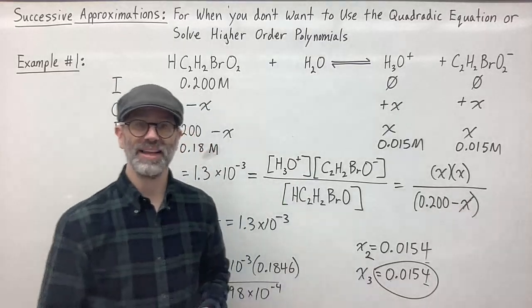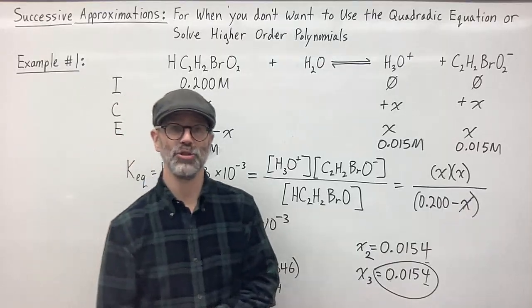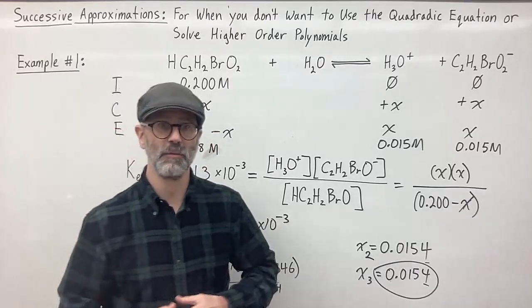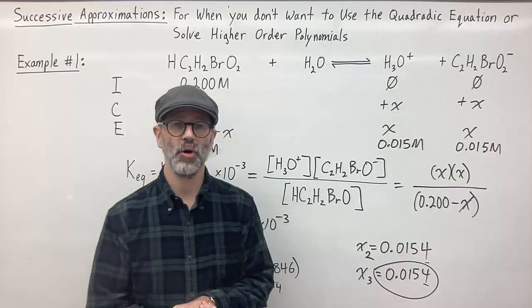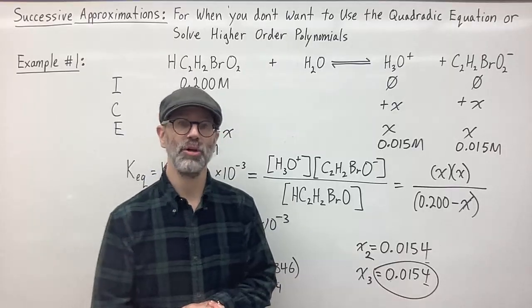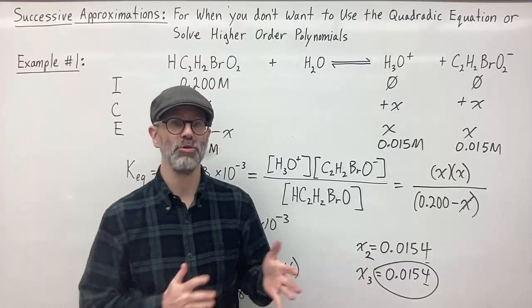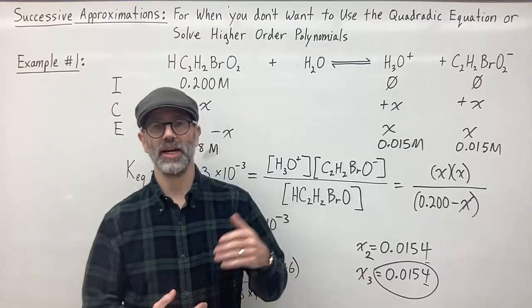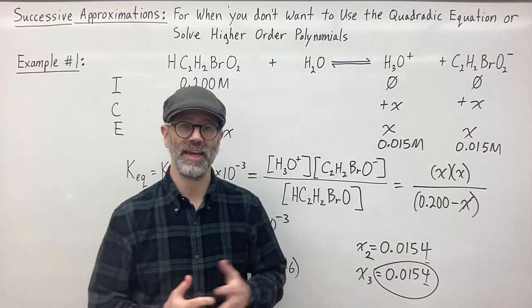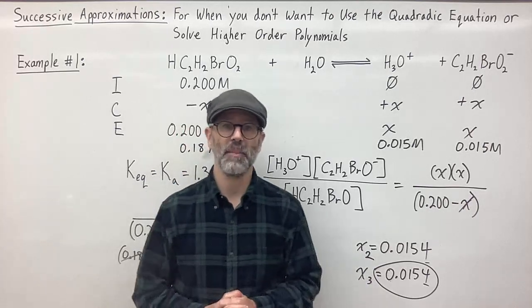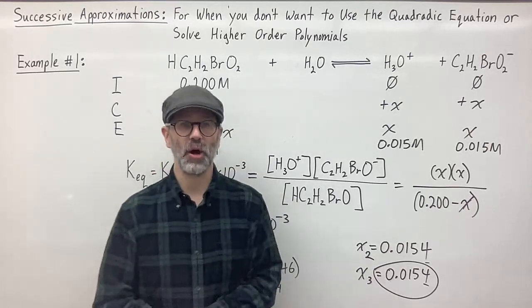And so that, ladies and gentlemen, is how you do the method of successive approximations when you have an x value that is not negligible and you want to avoid using your quadratic formula or trying to solve any higher order polynomials, right? So I hope this is helpful.